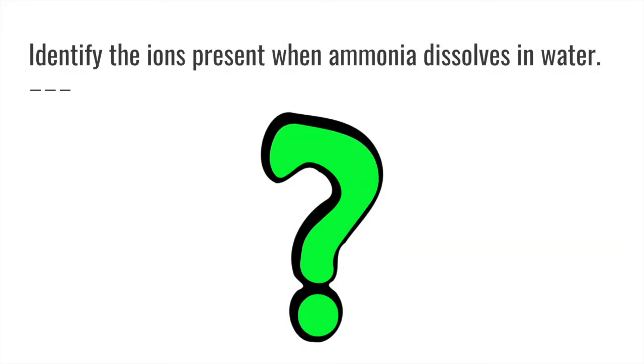Here's a question for you. What are the ions that are present whenever ammonia dissolves in water? You'll need to stop and consider whether ammonia, NH3, is an acid or a base. After that, you'll need to consider how exactly ammonia reacts with water to produce ions. And I'll give you about 15 seconds to consider this one too.